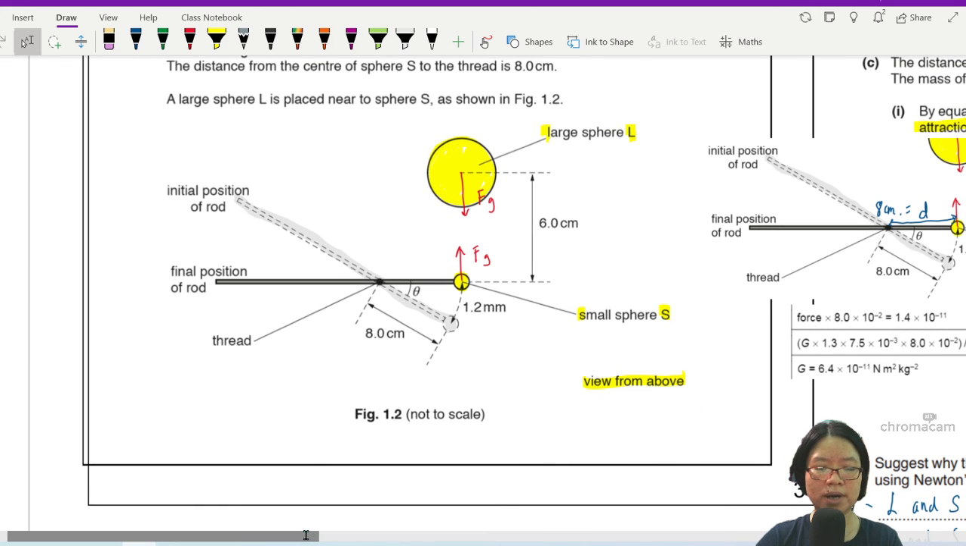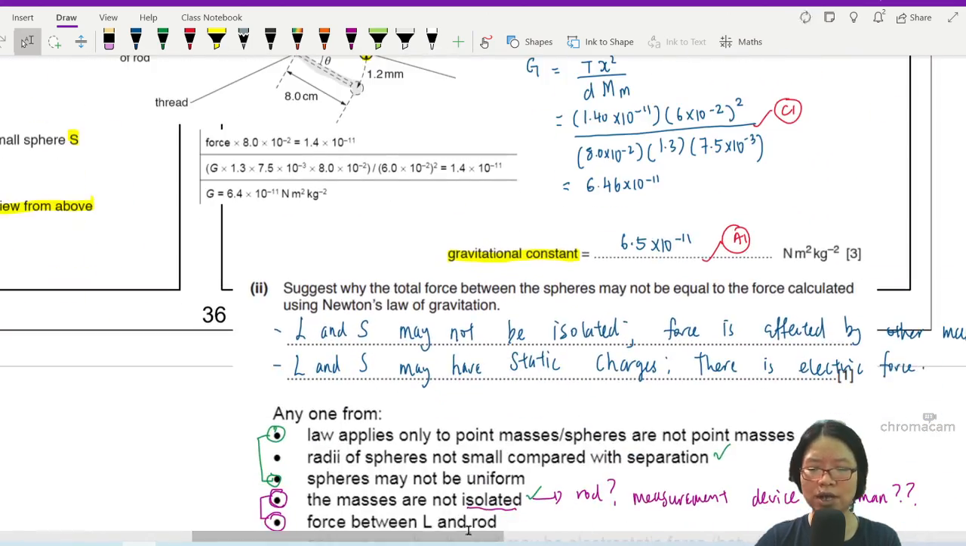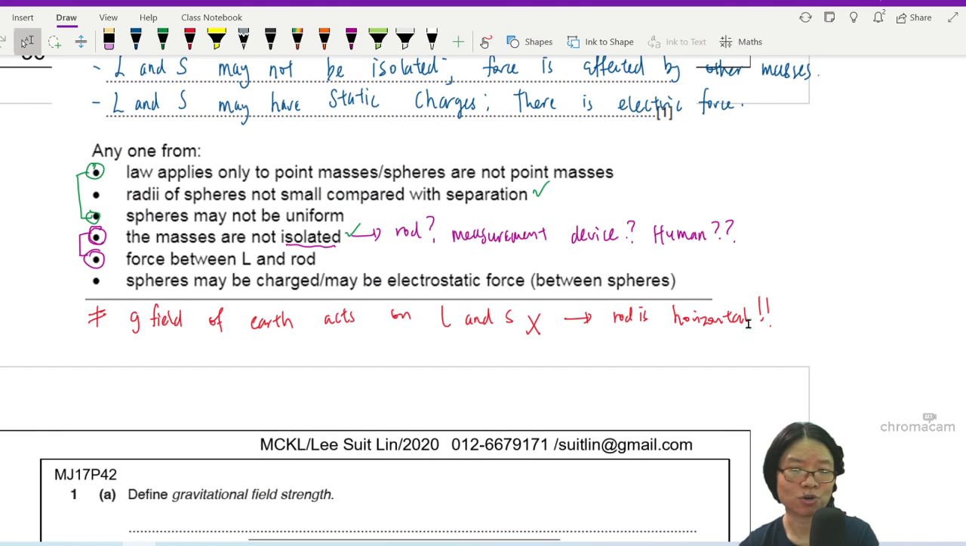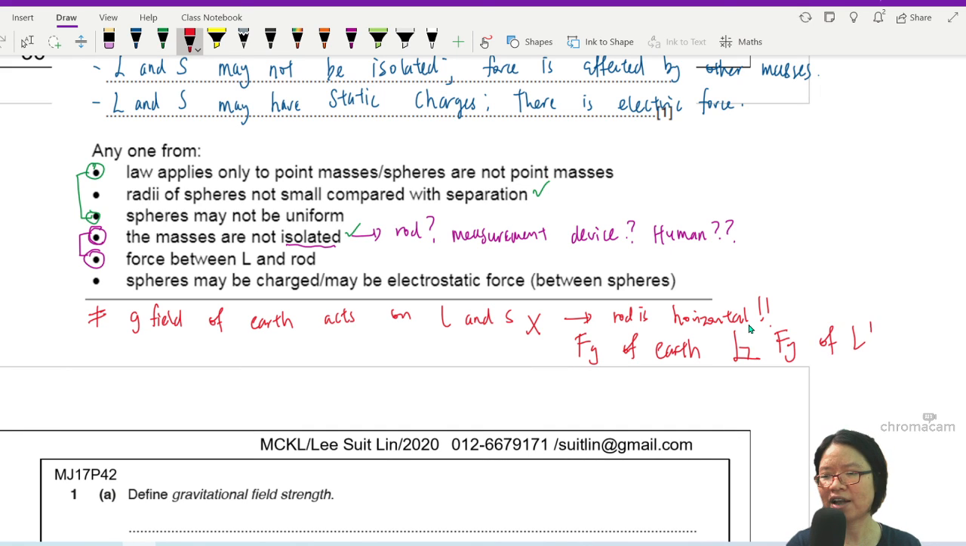So that is what we mean by, if you were thinking, what about the gravitational field of the Earth? Well, I commend you. Not many people would think about that. But we cannot, because the rod is horizontal. So because of this, Fg of Earth is 90 degrees to Fg of L and S. So it won't affect each other, 90 degrees. All right, that's it for this strange question.